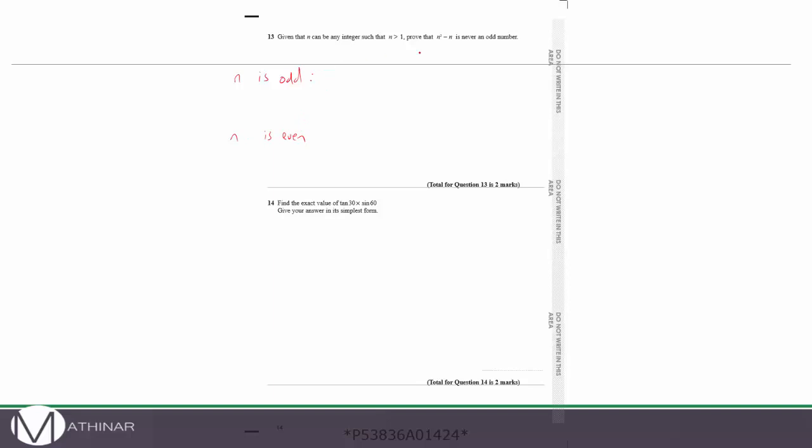So if n is odd, then we've got n squared. Now an odd number times an odd number will always be an odd number. Okay, so if n is odd, we end up with an odd number, take away n. Now n was odd as well. And an odd number take away an odd number will always give you an even number. Now if n is even, then we do an even number squared. Even number times even will be even. Take away n. Now n is even, so we take away an even number. And if we take away two even numbers, we will always end up with an even number.